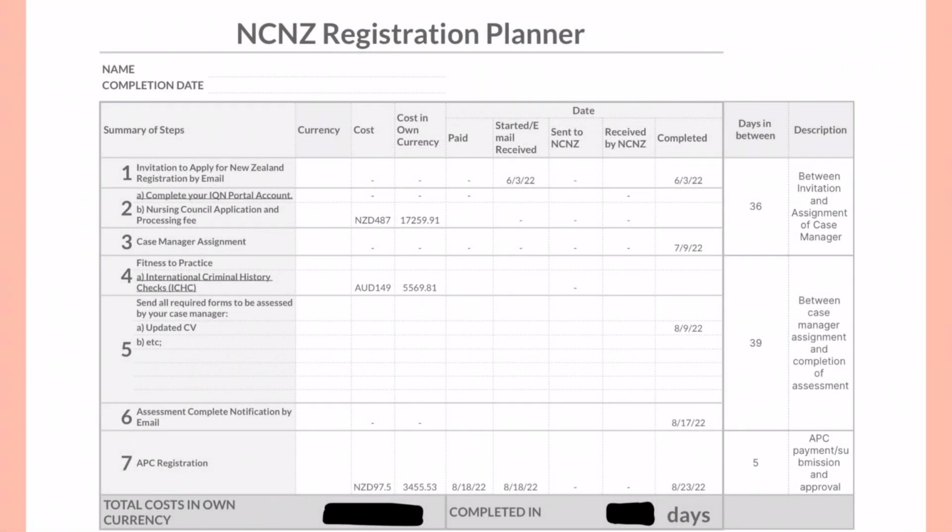And welcome again guys. So like last time, I also made a planner for this part of the process. This is called the NCNZ registration planner, and I have included 7 summary of steps. So the first step in this process is an invitation to apply for New Zealand registration, which will be sent to you by email. It will look something like this.